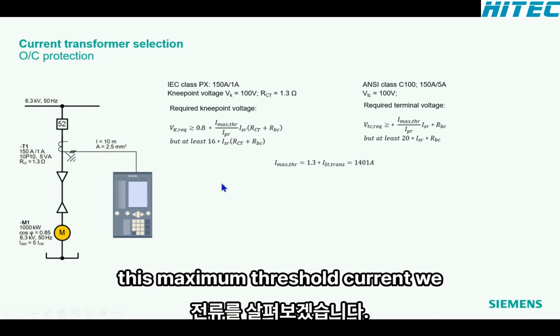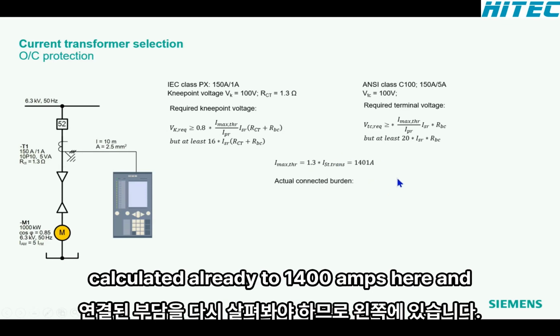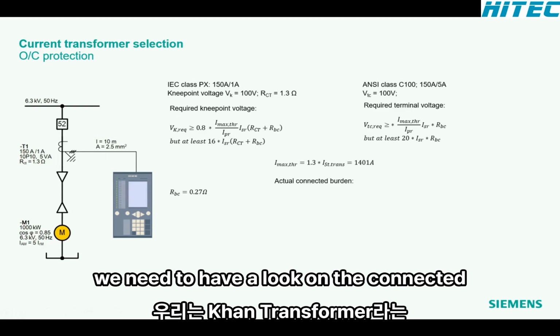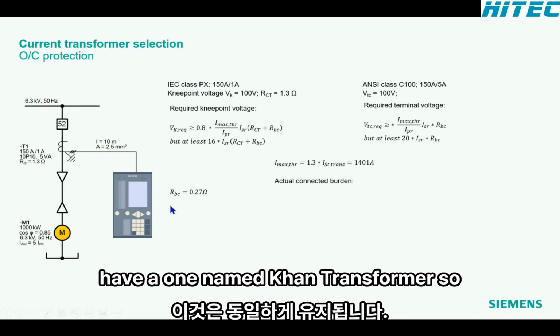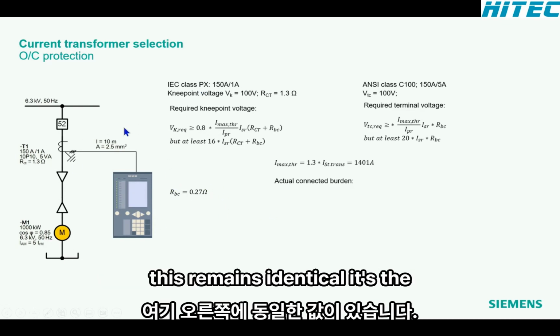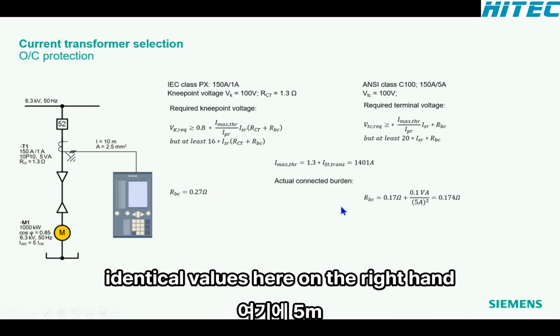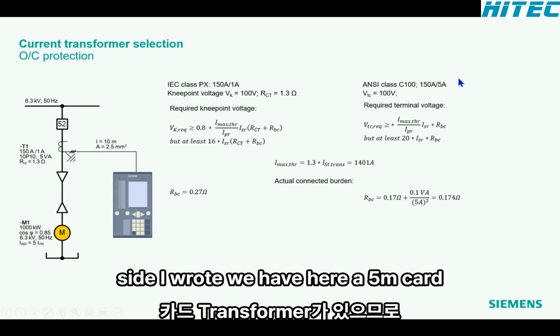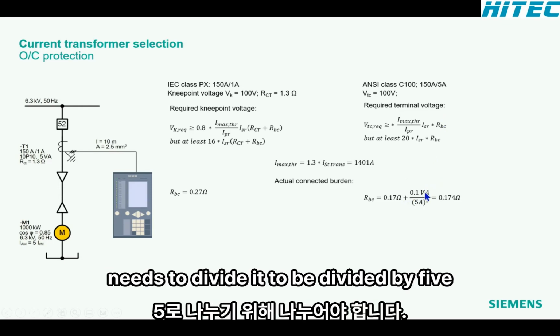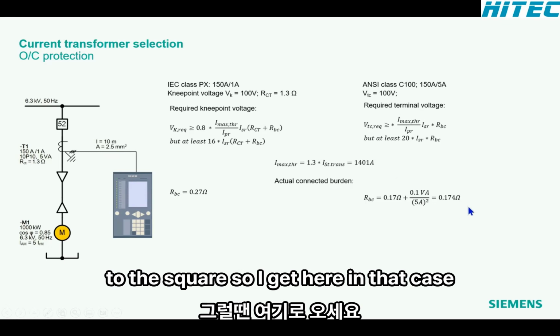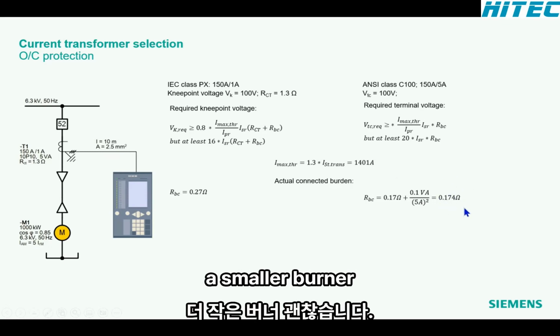Let's have a look. This maximum threshold current we calculated already to 1400 amps here. And we need to have a look at the connected burden again. So on the left-hand side, we have a 1 amp current transformer. So this remains identical. It's the identical values here. On the right-hand side, I wrote we have a 5 amp current transformer. So the burden of the relay needs to be divided by 5 squared. So I get here, in that case, a smaller burden.